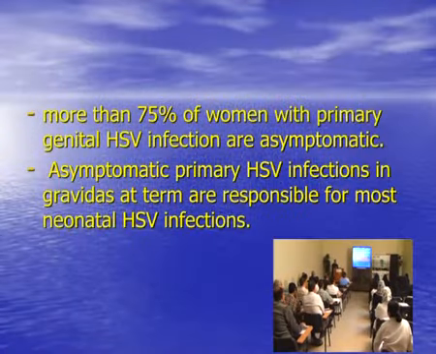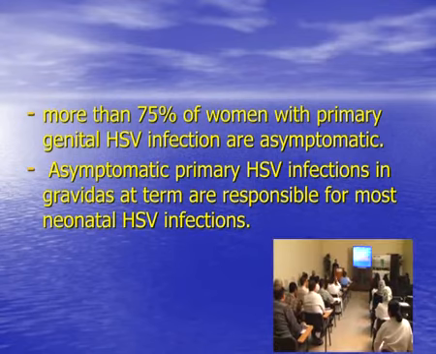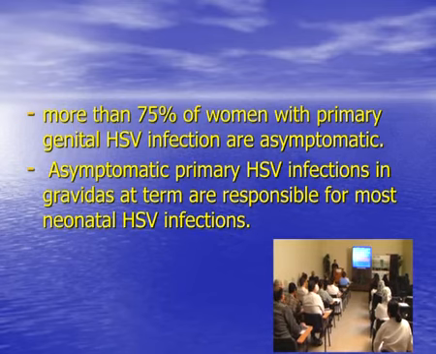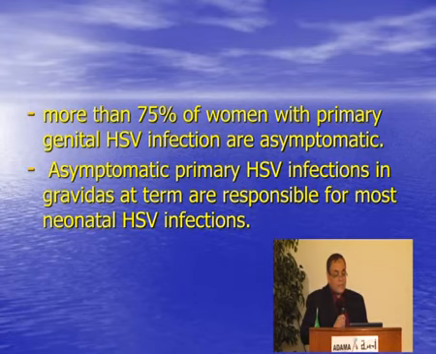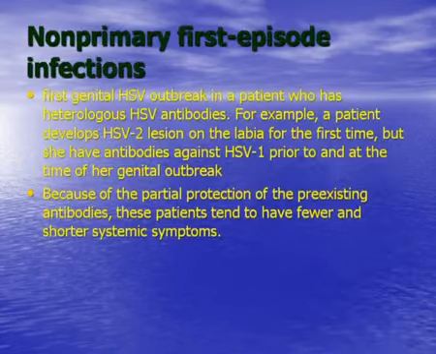More than 75% of women with primary genital herpes simplex virus infection are asymptomatic. Asymptomatic primary herpes simplex virus infection in gravidas at term is responsible for most neonatal herpes simplex virus infection.